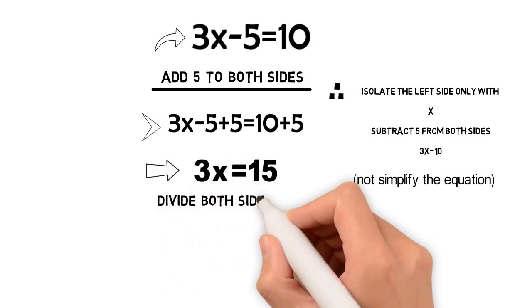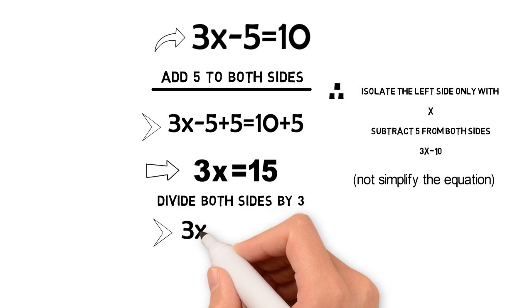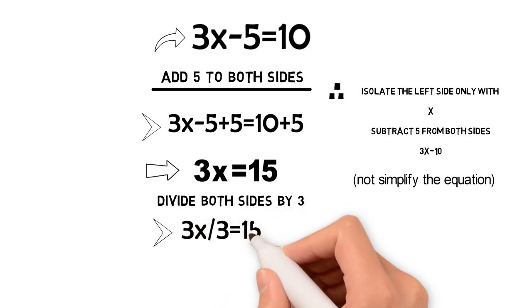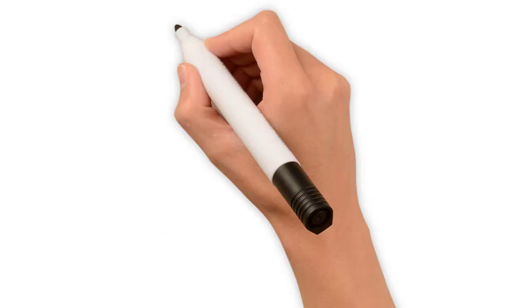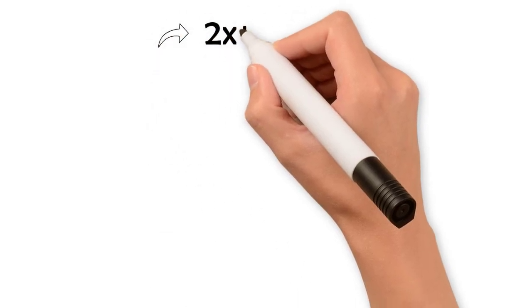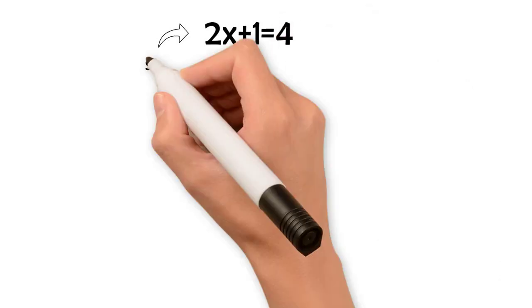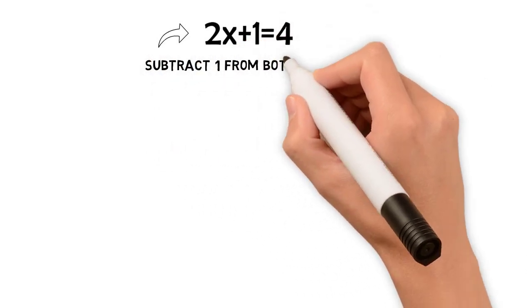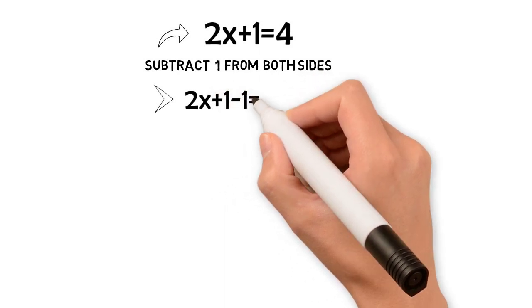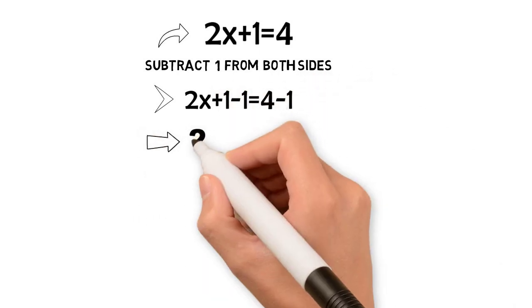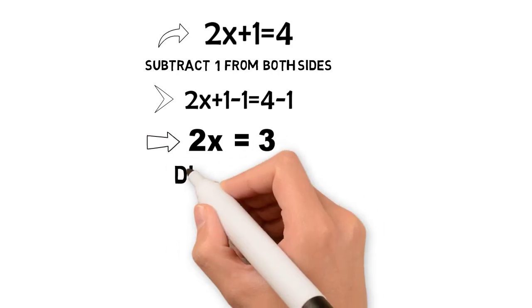Now we divide both sides by 3 to get 3x divided by 3 equals 15 divided by 3, and that is x equals 5. Another example. Solve 2x plus 1 equals 4. Here we subtract 1 from both sides, so 2x plus 1 minus 1 equals 4 minus 1. So that's 2x equals 3.